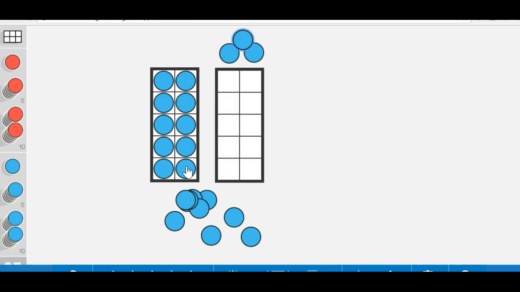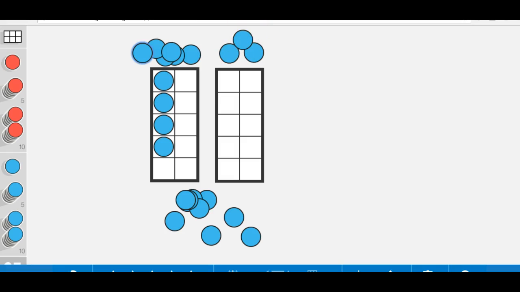So let's see, 3 plus 6 is 9. So I've got to take 6 more away from the other rack, the other frame. So that was 5, 6. And so now I've got 4 left. So 13, taking away the 3 and then the 6, gets me to 4.